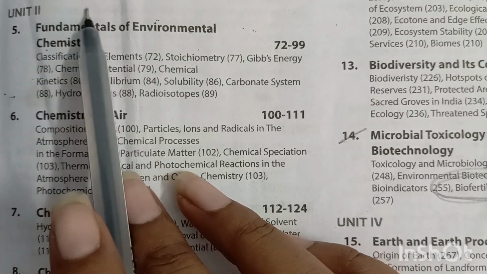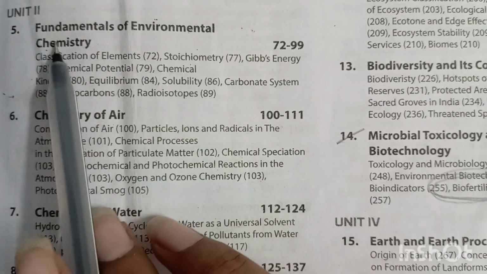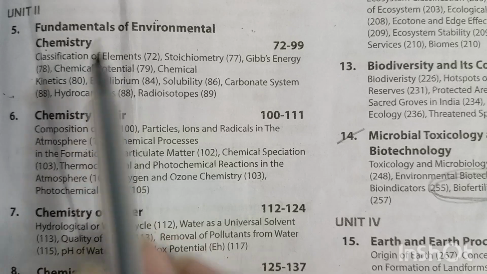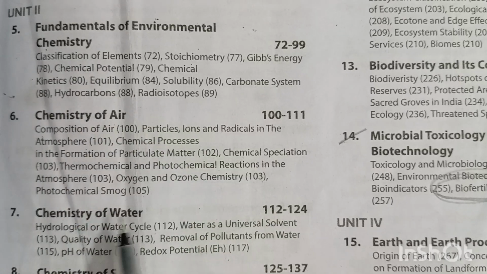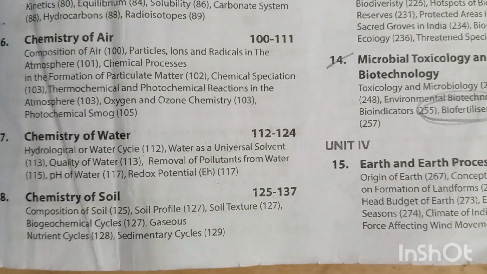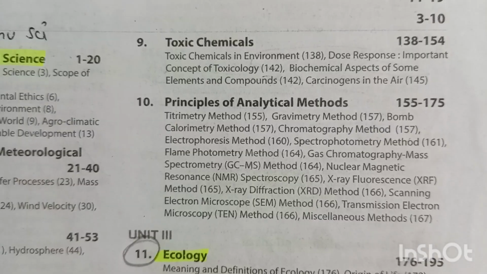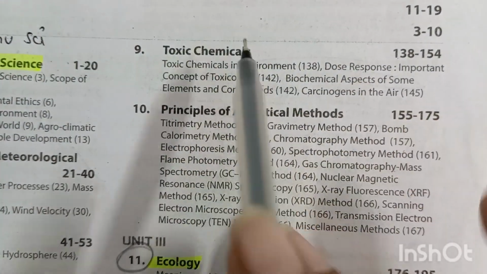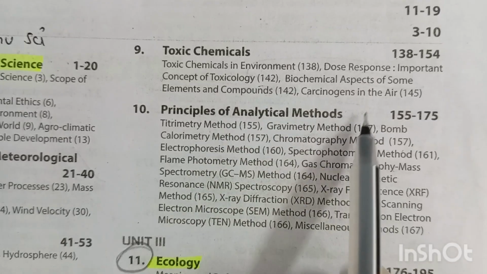Unit 2 is Environmental Chemistry, under which come Fundamentals of Environmental Chemistry, Chemistry of Air, Chemistry of Water, Chemistry of Soil, Toxic Chemicals, Principles of Analytical Methods.